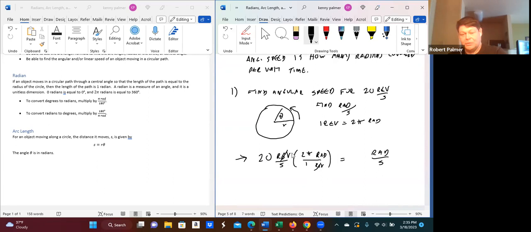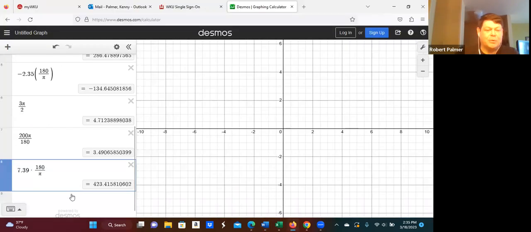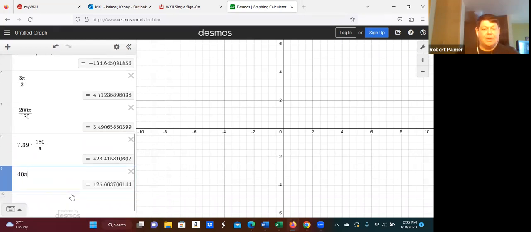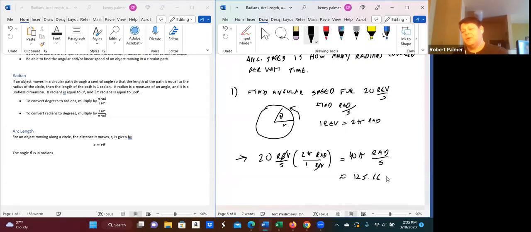And that's going to be 40 pi. And once again, let's approximate that, since that's not the easiest way to think of it. So let's go back to Desmos really quickly. 40 times 3.14, basically. So 40 times pi, and that's 125.66 radians per second. Now, if you want, you can also convert that to degrees per second, the same way you did before. Multiply by 180 over pi.